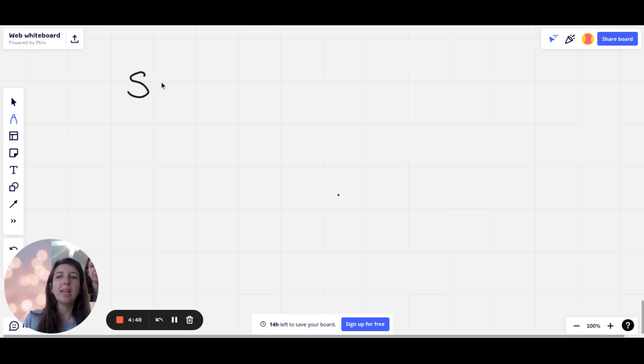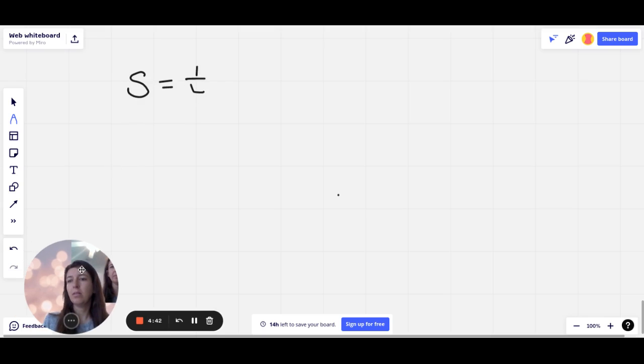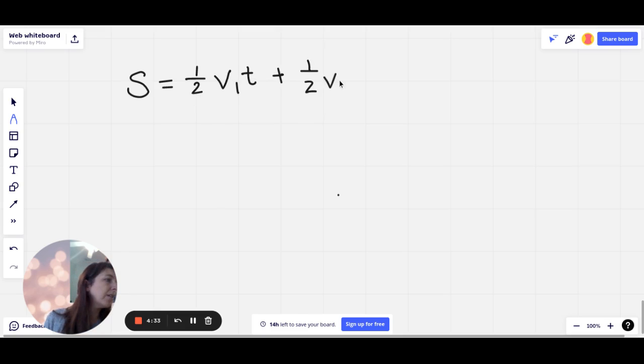Problem number 3 says S equals 1/2 V1t plus 1/2 V2t. Notice I put a little tail on my t's so they don't get confused with my plus signs. And I am going to solve for t.